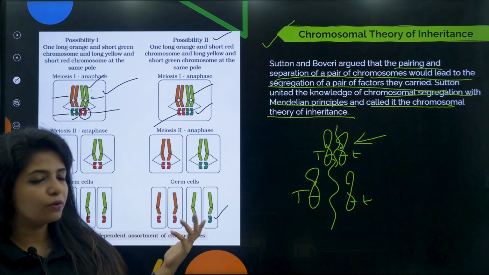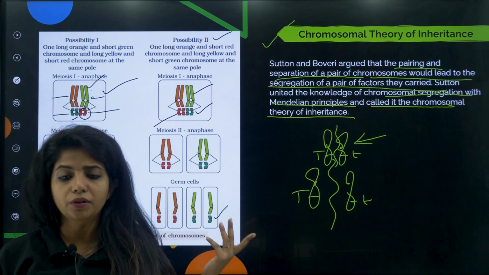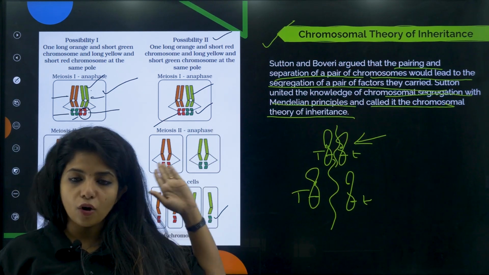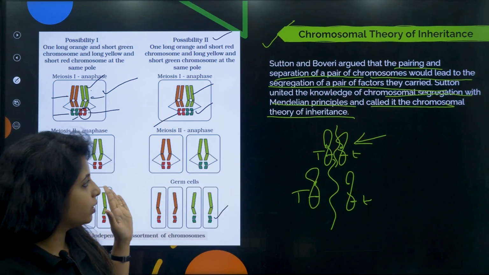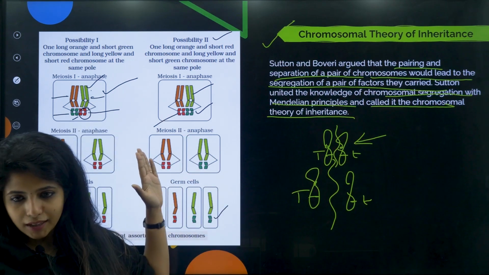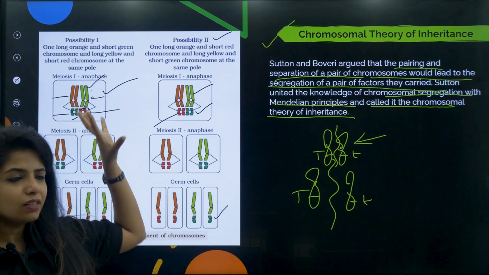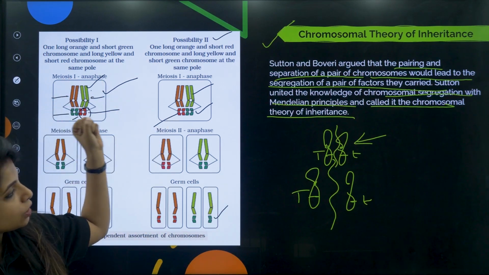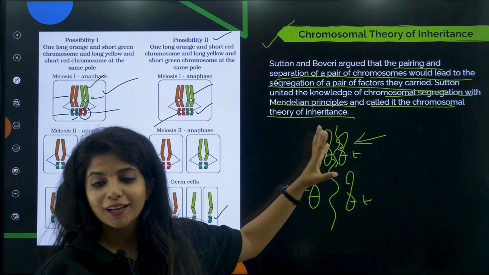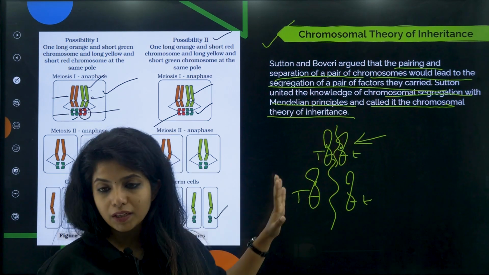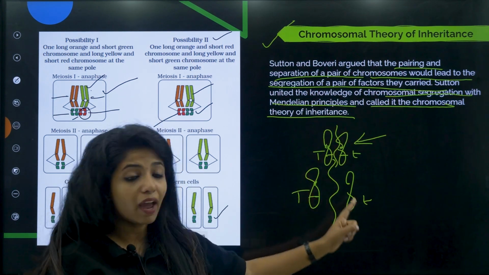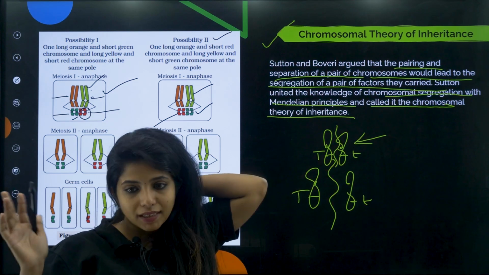Actually, this particular picture should not be put here. I don't know why they put it over here. They should have put it in the law of independent assortment, but still, since it is given, we have to explain. So please do not get confused with this and this. This is the law of independent assortment that they are trying to show, but over here they are trying to say the chromosomal theory of inheritance. In that they are saying whenever a pair of chromosomes gets segregated, that's when the pair of factors which are on them also get segregated.